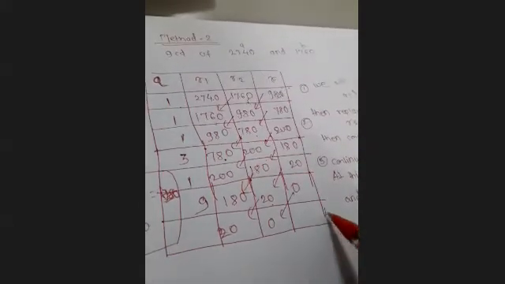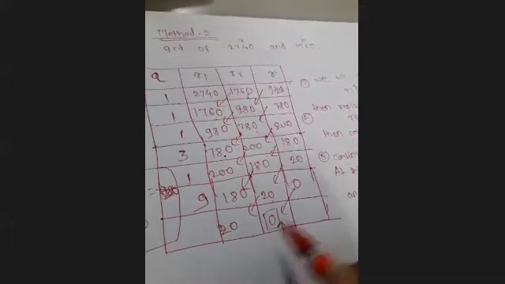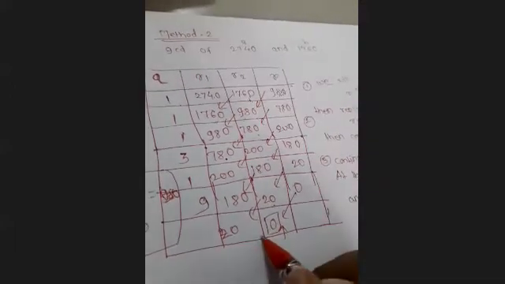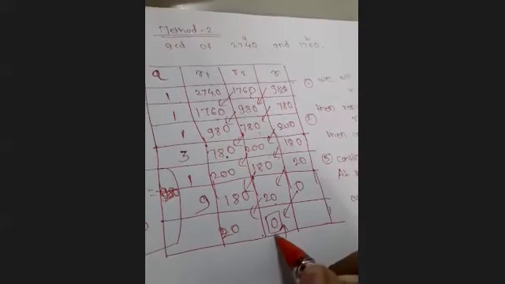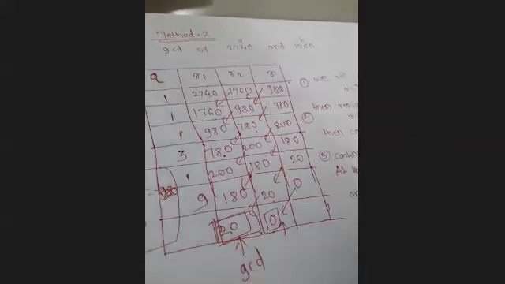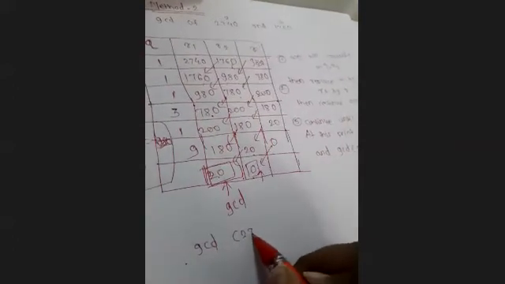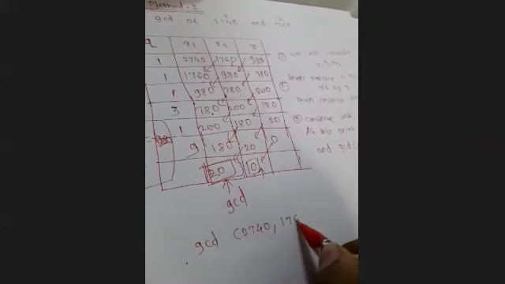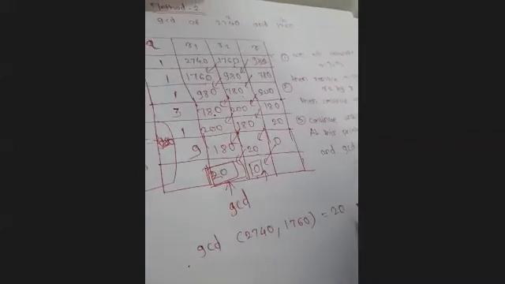Now here we got the R2 value 0. So here we have to stop. Once we get the R2 value 0, whatever the R1 value is, that will be our GCD. So here we can say the GCD of 2740 and 1760 is equal to 20. Did you get this? Is it clear? Nikita, is it clear? Yes, ma'am.